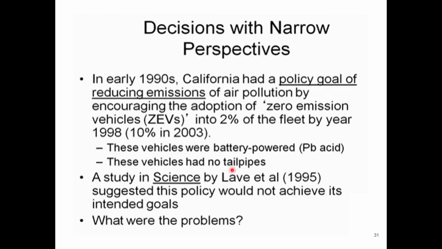And these vehicles had no tailpipes, so they did not have any exhaust to release smoke. These were the qualities of the zero emission vehicles.